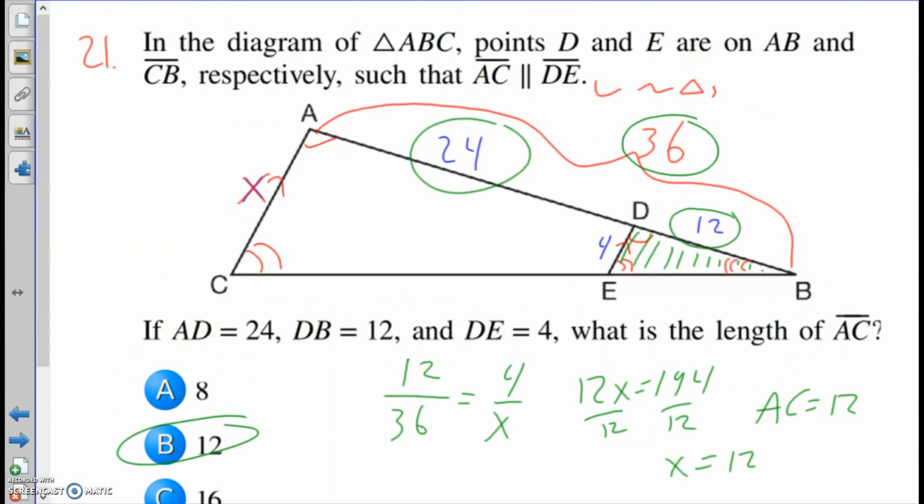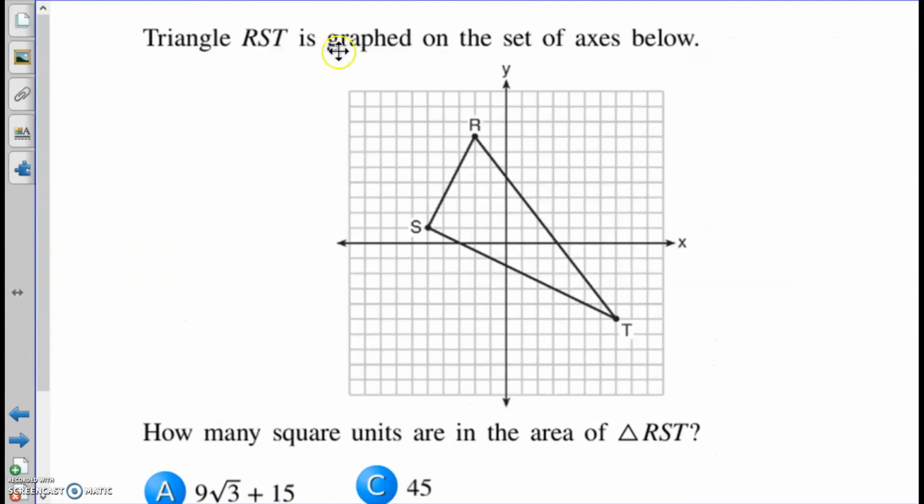Okay, let's look at 22. Triangle RST is graphed on the set of axes below, as shown. How many square units are in the area of triangle RST? All right, there's a couple of ways you could do area. You could try to cut it up into small sections. We know the area for a triangle is 1/2 base times height, but you can only do that if you have perpendicular sides. Are these sides perpendicular?